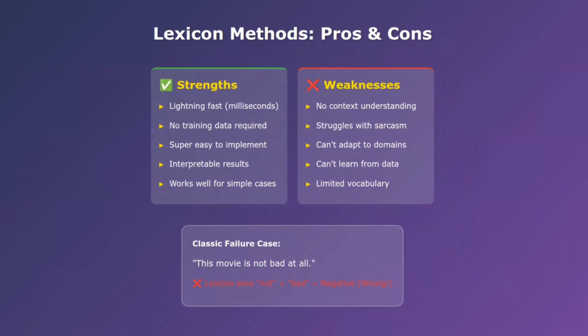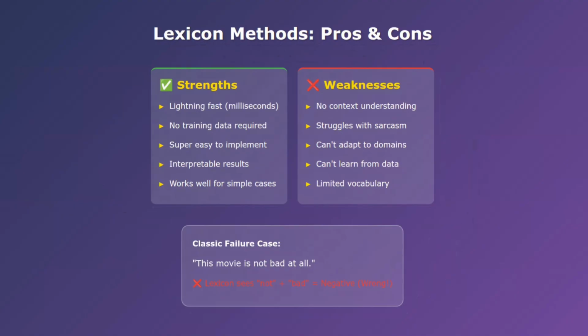Let's talk pros and cons. The strengths are pretty compelling. They're lightning fast, we're talking milliseconds. No training data required, just install and use. Super easy to implement. As you saw, just a few lines of code. Interpretable. You can see exactly why it made a decision. Works well for straightforward cases.